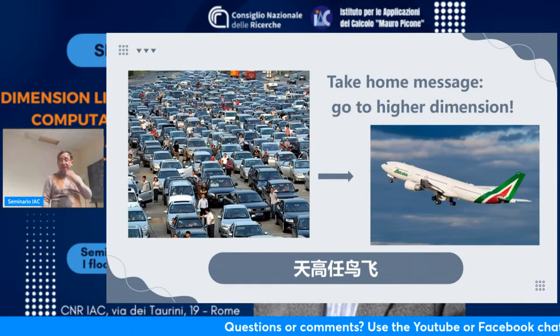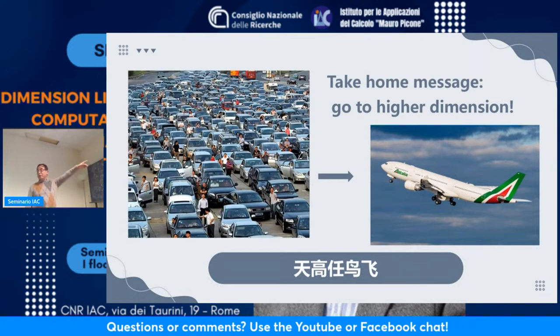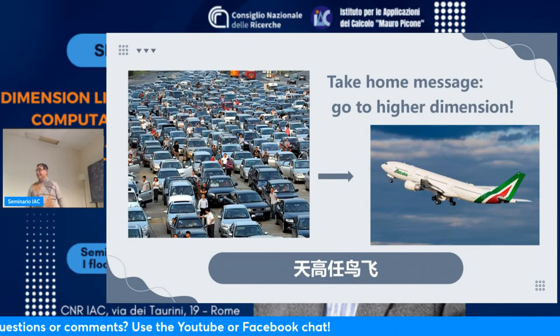So finally, the take-home message: if you get trouble in low dimension, the best idea is to go up.